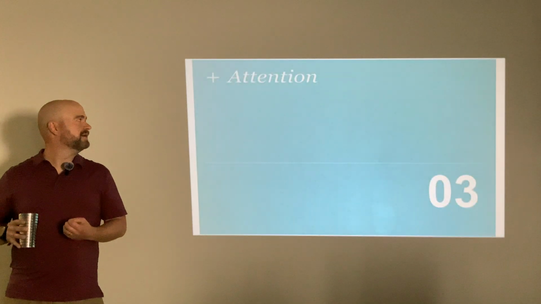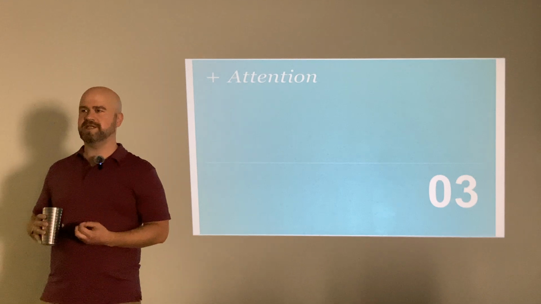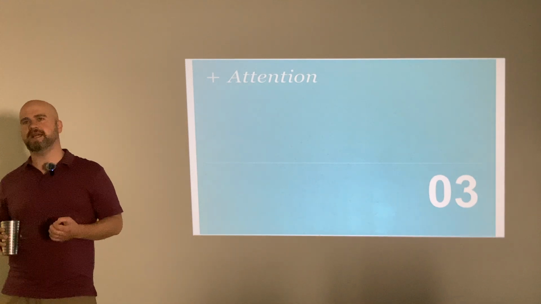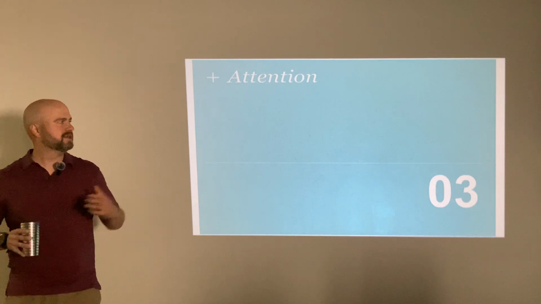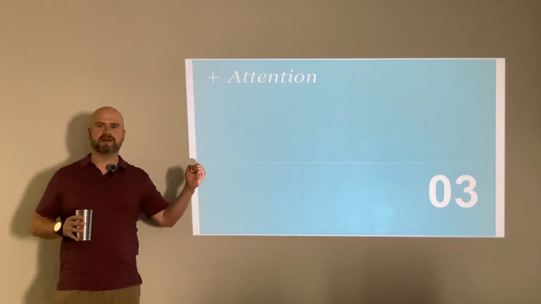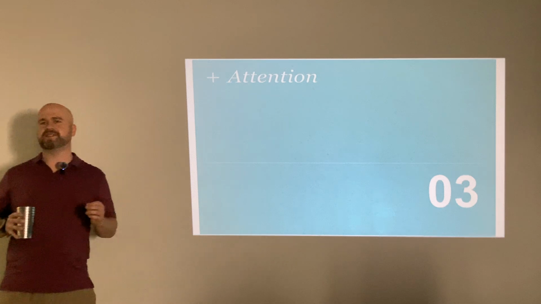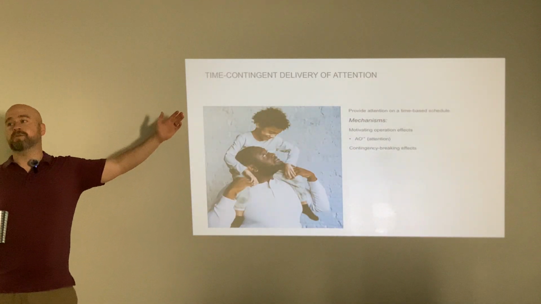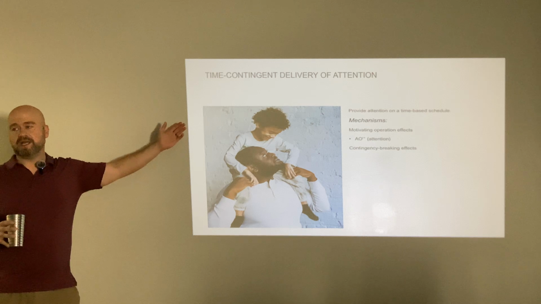All right, these are strategies for attention-seeking behaviors. And guys, all socially mediated behaviors have an attention component. So we have this attention function. These are the antecedent strategies that go along with it. Time contingent delivery. So someone's seeking attention. What can I do?